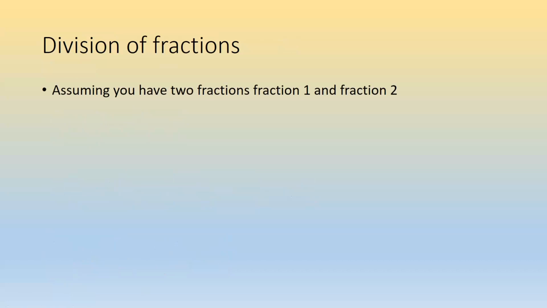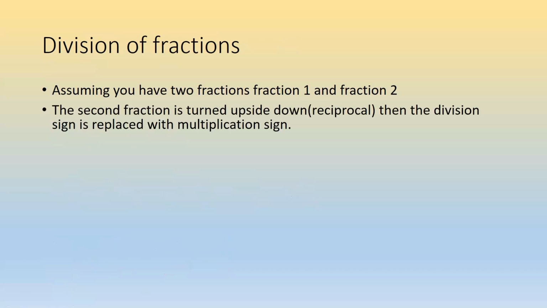So we'll now move on to division of fractions. So we are saying that, assuming you have two fractions, you have fraction 1 and fraction 2. Whenever you are dividing, the second fraction is turned upside down. That is the reciprocal. And then the division sign is replaced with multiplication sign. So you have fraction 1 all over fraction 2.